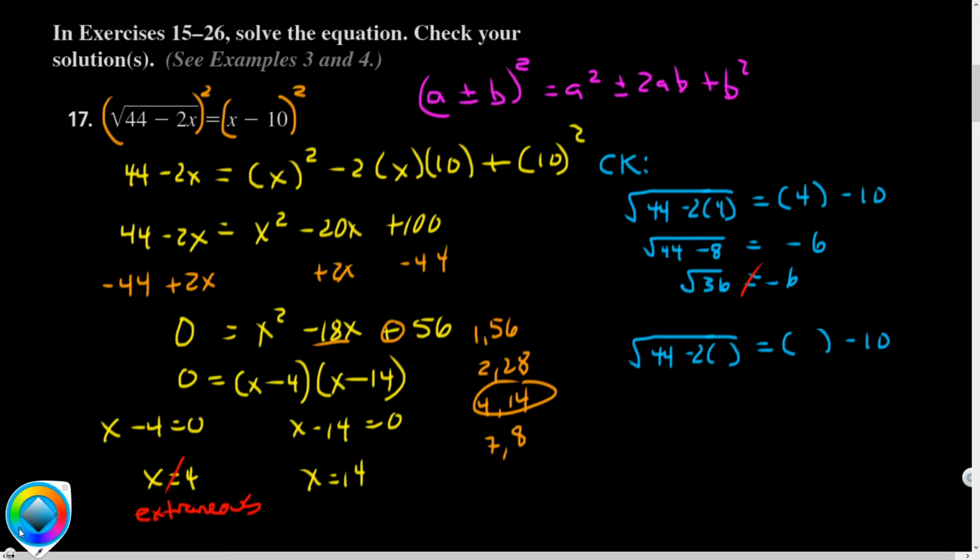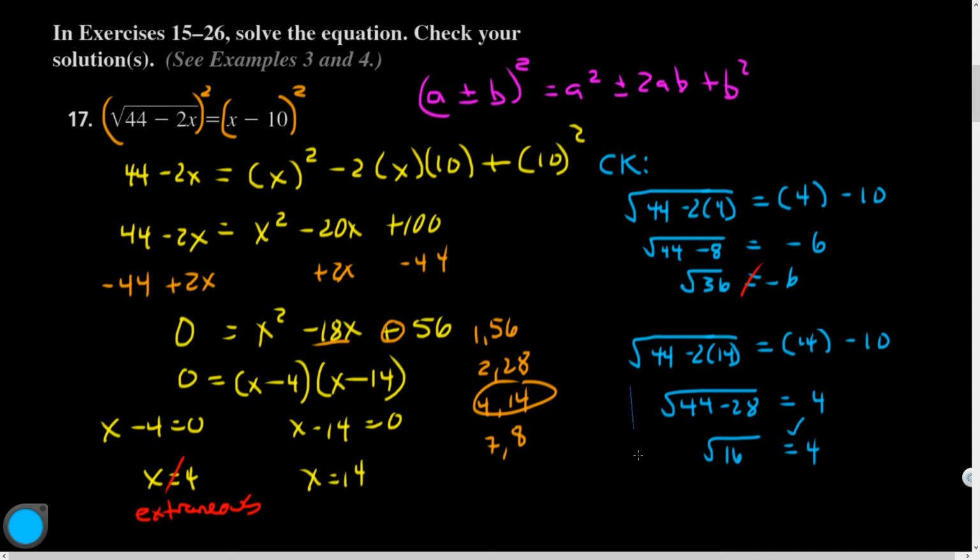Oh, gotta get my sky blue. Let's plug in 14, see if we got any better luck. The fact that this side is going to be positive, that's a better chance of it working out. 44 minus 28, okay. The inside's going to be positive, that's a good chance. 14 minus 10 is 4. 44 minus 28 is 16. And square root of 16 is 4. So that works out wonderfully. And so this problem had one solution.